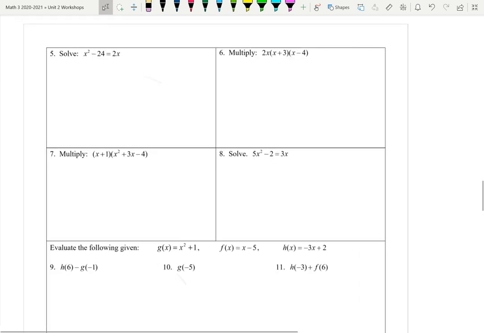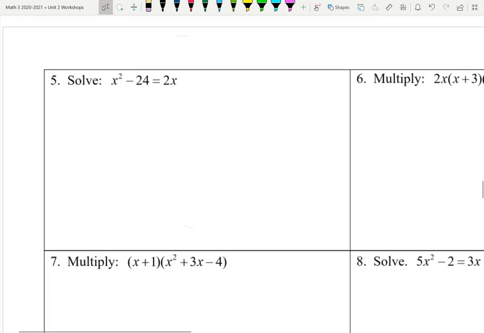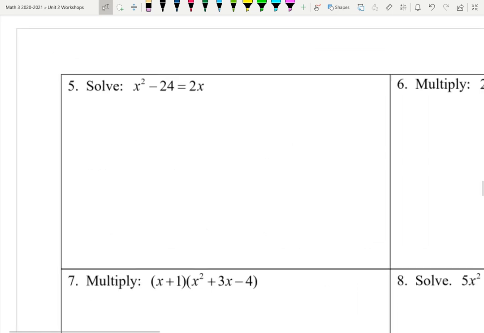All right, zooming in on number 5. Now this is an equation. So essentially seeing this right here. Let me highlight it. All right, seeing this right there, we're going to go ahead and use inverses to move everything on one side.